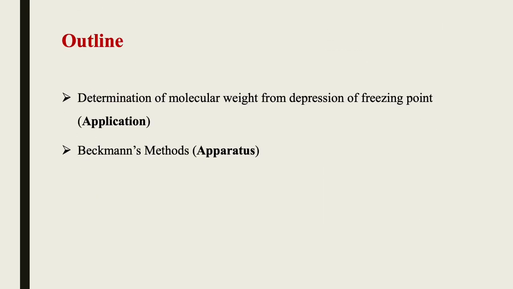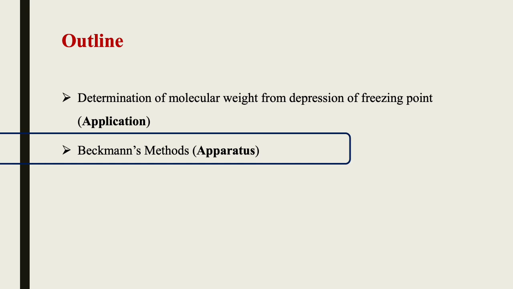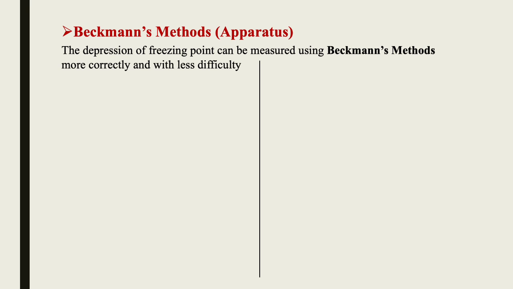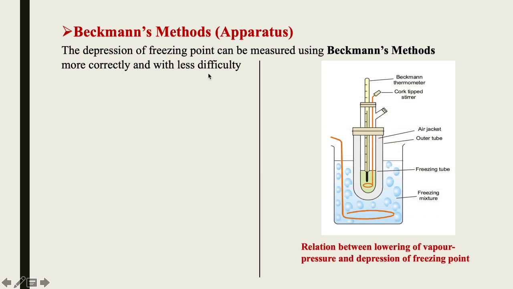Now we will see the Beckmann method. Beckmann is the name of the scientist who invented this apparatus. The depression of freezing point can be measured using the Beckmann method more accurately and with less difficulty. As you can see on the right hand side, you have this Beckmann apparatus. Here we see the relation between lowering of vapor pressure and the depression of freezing point. Now we will see the apparatus.